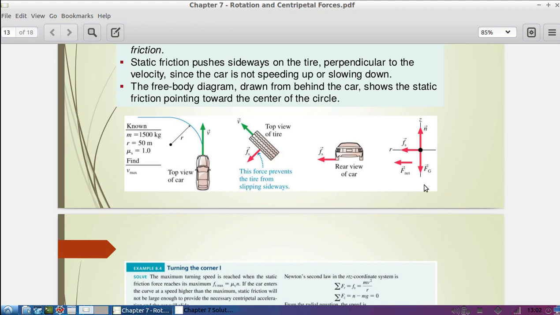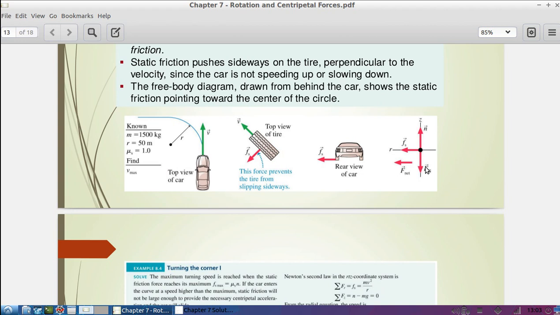Okay. We've got the z direction, again I'll call it the y direction. So we've got this dimension, and then we've got the axis towards the center of the circle, which I'll call the R direction. So I'm standing behind the car. My free body diagram looks like this. I've got the normal force from the road. I've got the force of gravity.